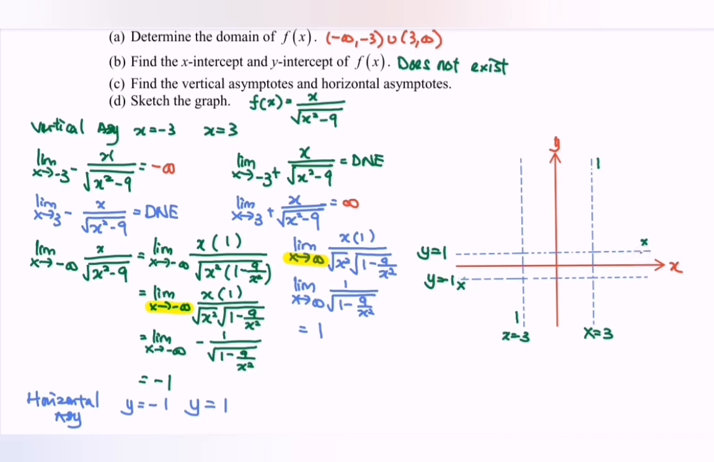So the graph will be something like this. The function f(x) equals x over the square root of x squared minus 9. So that is the graph for this case.